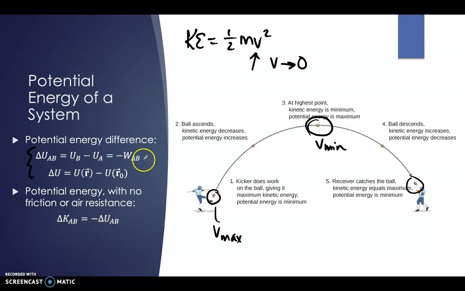Now, potential energy with no friction or air resistance should be related to kinetic energy in this way. The change in kinetic energy is equal to minus the change in potential energy. And we'll see in a moment that our total energy, I guess I should write it over here, total energy is equal to the change in kinetic energy plus the change in potential energy. I guess it would be change in energy.